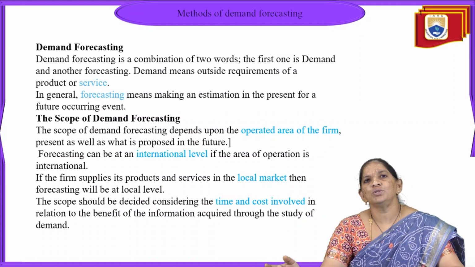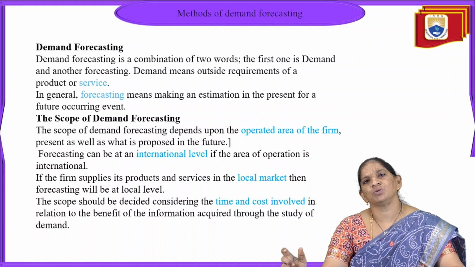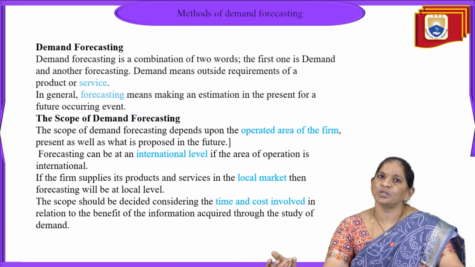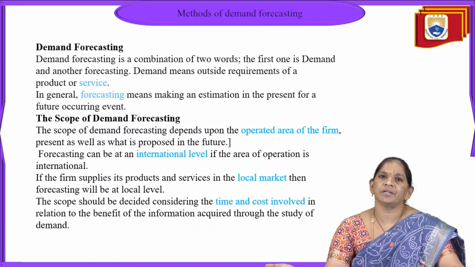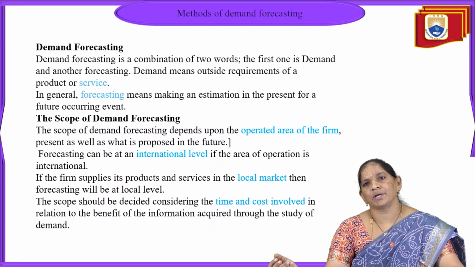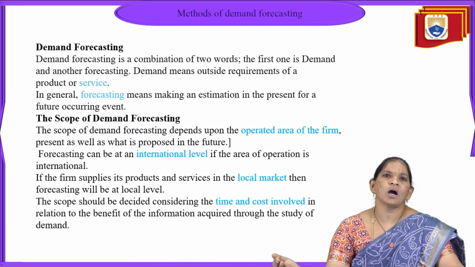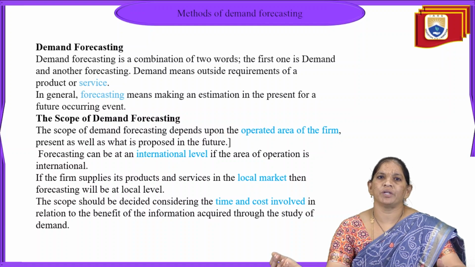By adding these two, demand forecasting means how much of a product is required in the market, or the ability of the consumer to take the product, which will be predicted by the producer. This is called demand forecasting. Demand forecasting is not based upon a simple assumption, and it is not a simple process. First we'll see its scope, meaning the area of its operations.